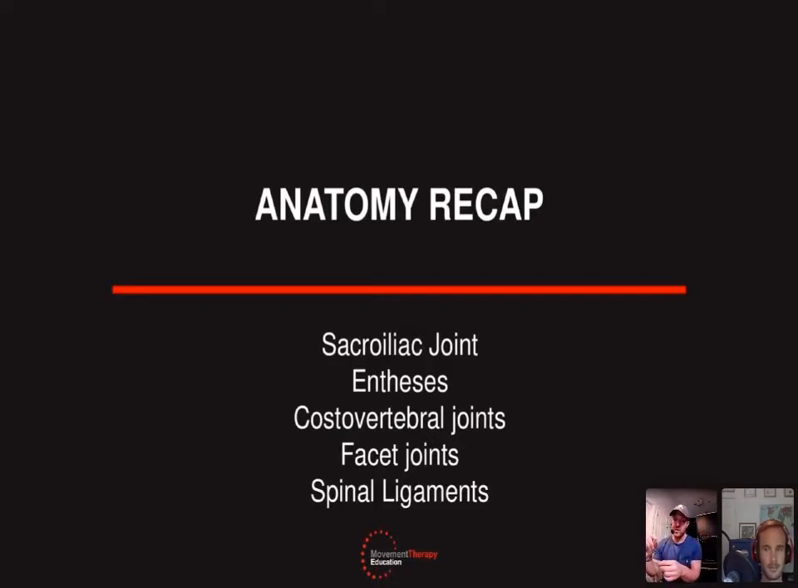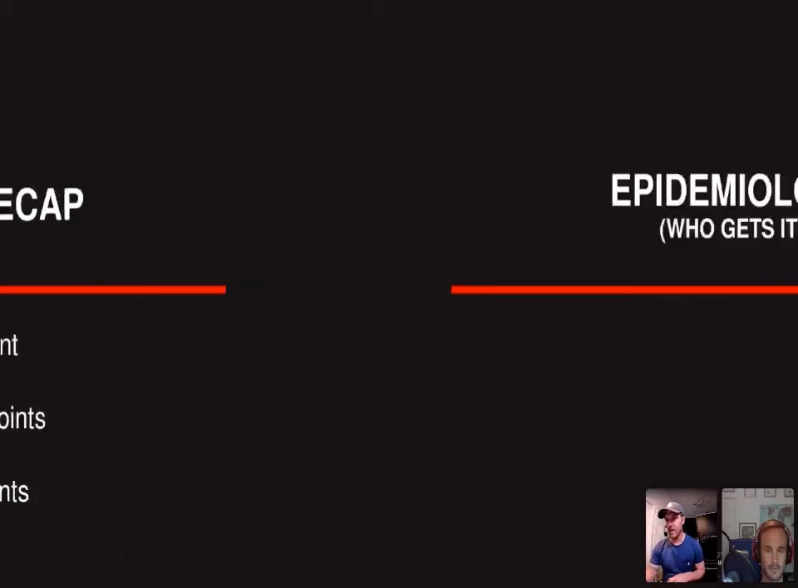And then the facet joints as well are the joins in between the vertebra below and the vertebra above, towards the posterior aspect of the spine. And then you've got all of the spinal ligaments as well. So all of these can be affected by this condition in terms of musculoskeletal. There are other things as well, which Dan will cover.